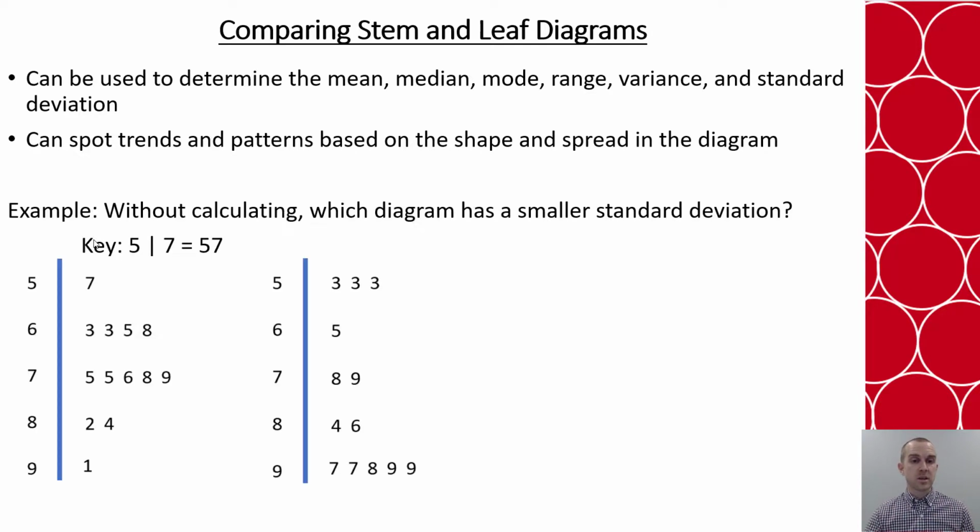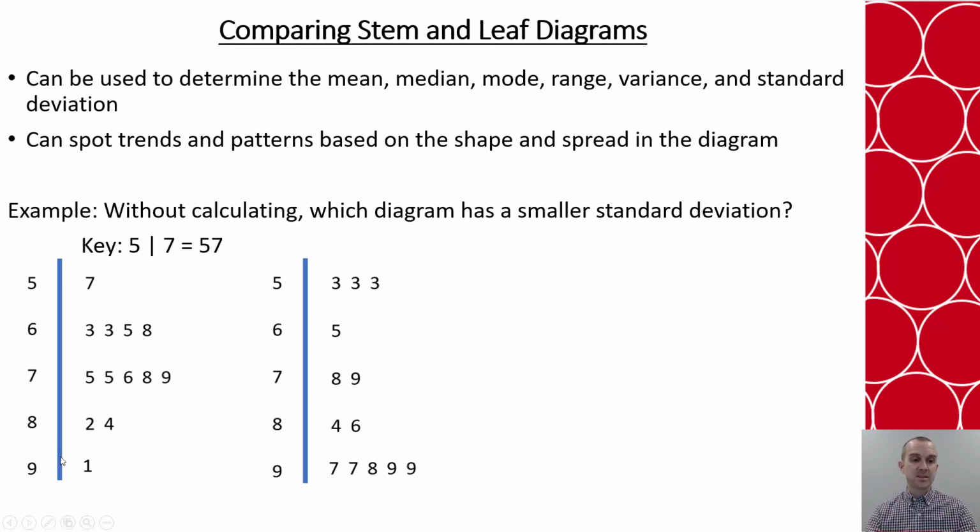For example, say we want to look at these two data sets, and we have our key telling us that 5 with the vertical bar 7 means 57. They're using the same key, and we want to know which one would have the smaller standard deviation. Now, it's important to remember from our previous videos, where we talked about standard deviation, that the closer the values are together in our data, the smaller the standard deviation. The more spread out our values, the greater the standard deviation.